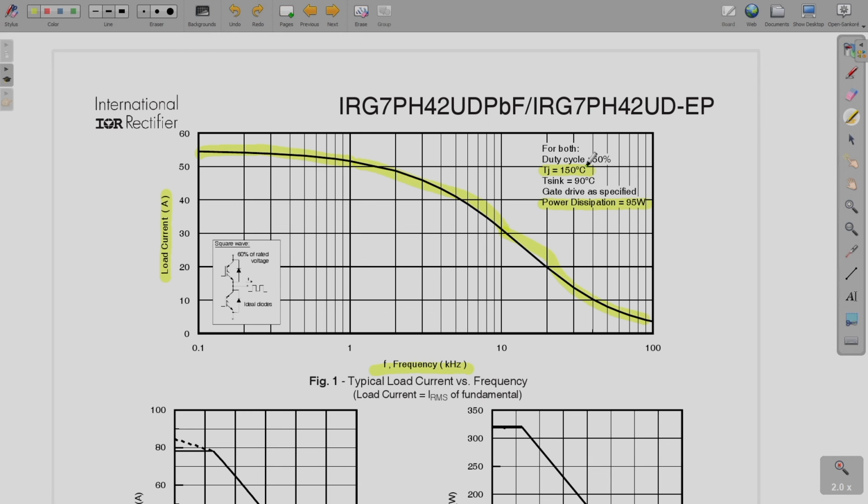Junction temperature they are maintaining at 150 degrees C, heat sink temperature at 90 degrees C, and the duty cycle given was 50%. This is just to give you an idea of what switching frequency you could be choosing for your application. Of course, you may not always have this 50% duty ratio. Based on this condition, this is the curve that is provided by the manufacturer.